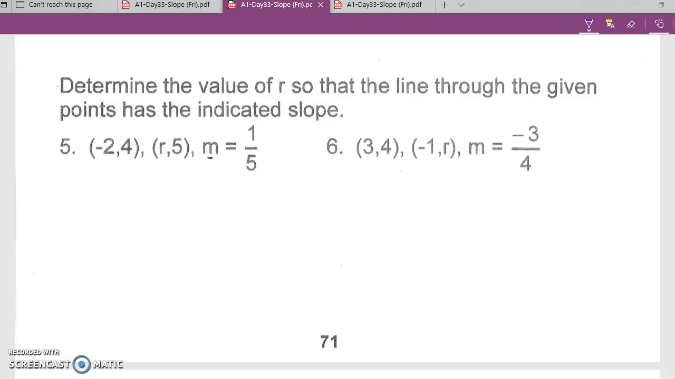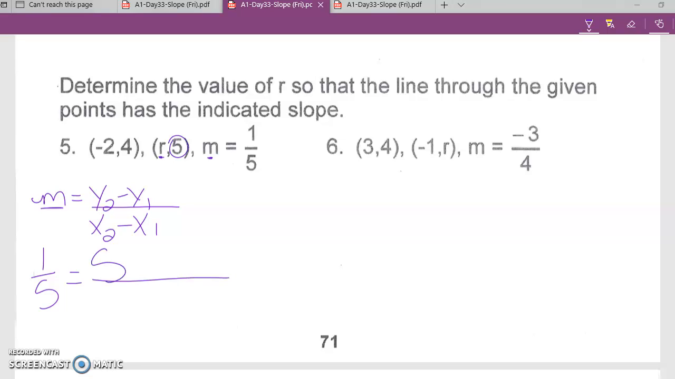Here, m, we're given the slope, and 2 points with one of the coordinates missing. So what we're going to do is take our slope formula, m equals y2 minus y1 over x2 minus x1, and then fill in everything we know. Our slope, m, is 1/5, so we have our fraction answer there, over y2, which is 5, minus y1, which is 4, over x2, which is r, and x1, which is negative 2. And here's the points really quickly labeled out.